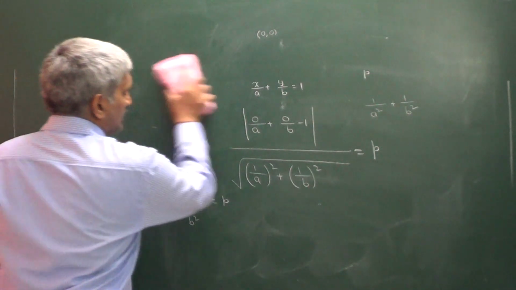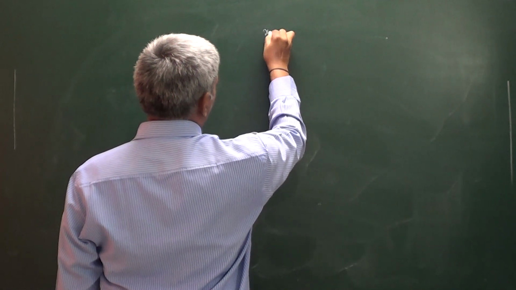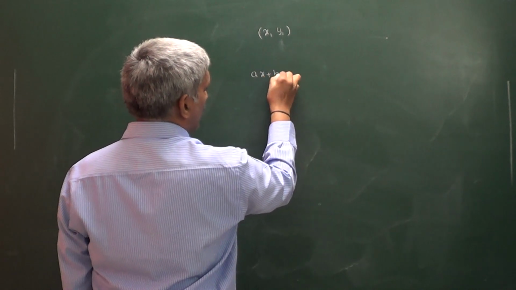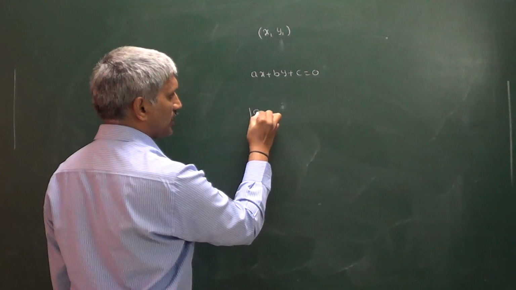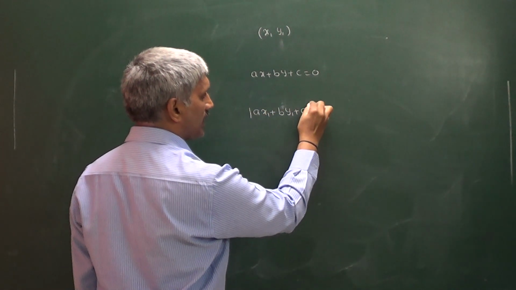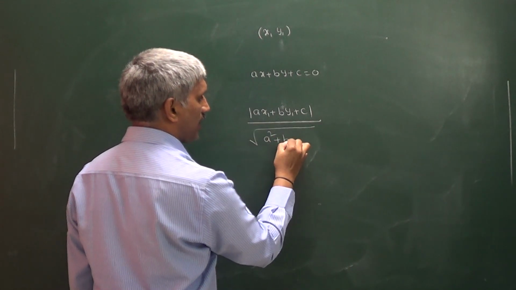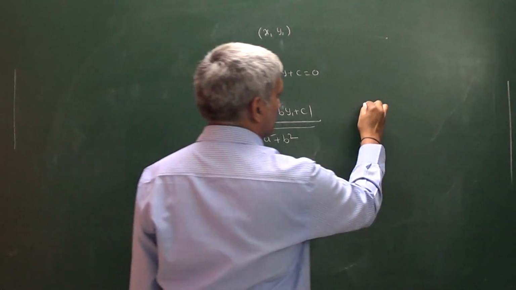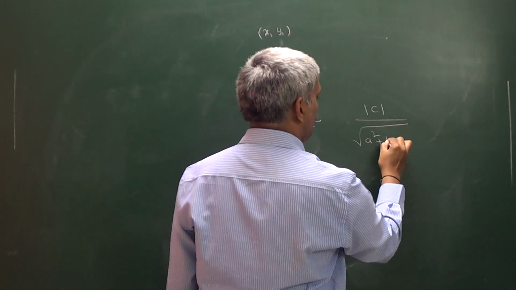So simply we can say now, the perpendicular distance from a point x1, y1 onto the line ax plus by plus c is equal to 0 is given by modulus of ax1 plus by1 plus c divided by square root of a square plus b square. If the point x1, y1 is the origin, then what happens? Mod c divided by root over a square plus b square.